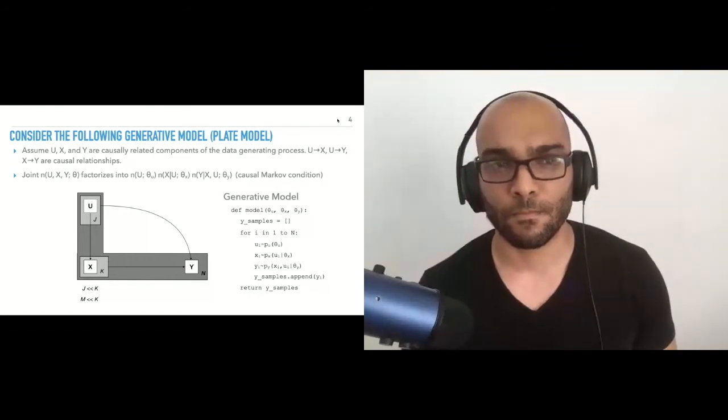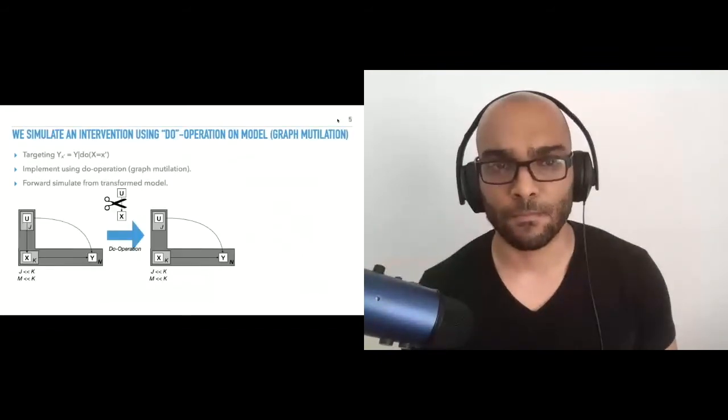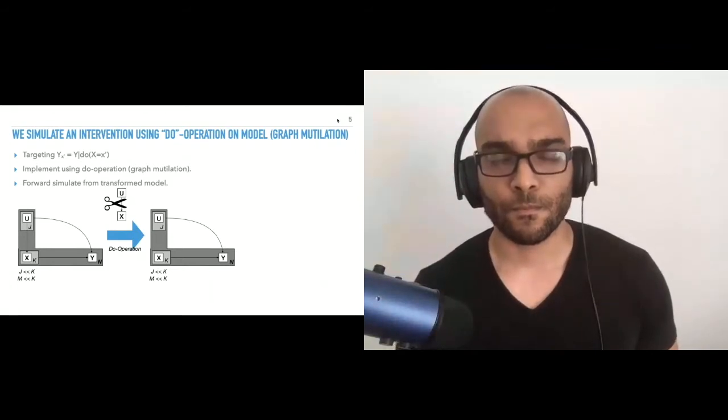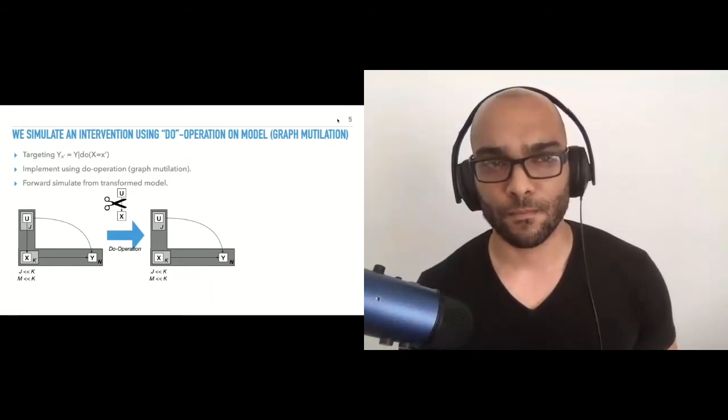Given this model, I want to simulate from the intervention distribution on y. This is the distribution of y given do x equals small x prime, or using the more simplified shorthand, y sub small x prime. Causal-directed graphical models give us a tool for simulating intervention called graph mutilation. In graph mutilation, we remove the incoming edge to x, set its value to the intervention value small x prime, and then we can forward simulate from this transformed model.